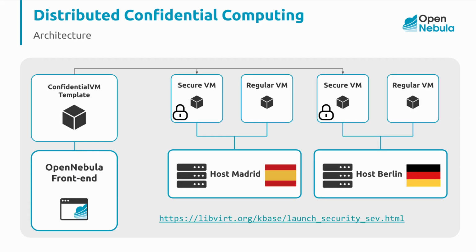Let's have a look at the architecture of the demonstration. There is one OpenNebula frontend that is deployed on a separate node. We have two SEV-compatible hypervisors running KVM virtualization and managed with OpenNebula. As was mentioned previously, SEV functionality must be enabled in BIOS. Additionally to that, the proper libvirt permissions must be set. For more detailed information, please visit the libvirt guide by using the URL seen on the screen.